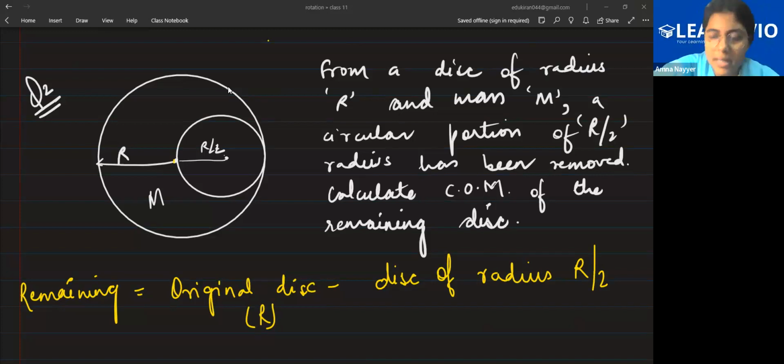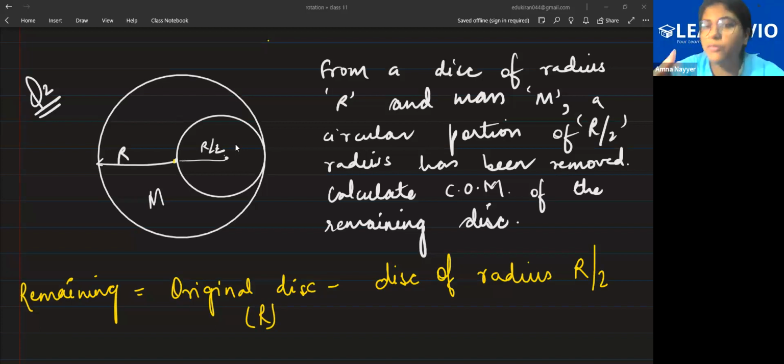So it says that from a disk of radius r and mass m, a circular portion of r by 2 is taken. Now you have to calculate the center of mass of the remaining portion. So it was a bigger disk, a smaller disk has been taken. So this crescent shape is left. This center of mass you have to find. So one way which is very nice is that take the original disk, subtract the disk of radius r by 2, means center of mass of this minus center of mass of this will give you. But in this question, we'll be doing it in this manner also, but you have to find out certain things.